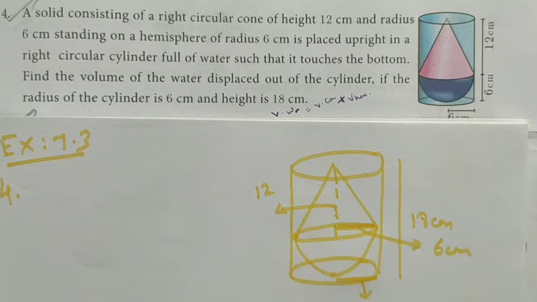We know that when you keep something full of water, if you drop something heavier, any metal or anything, the water will come outside. That is equal to the volume of that particular object. So the volume of water displacement is equal to the volume of the cone and the volume of the hemisphere, this object.